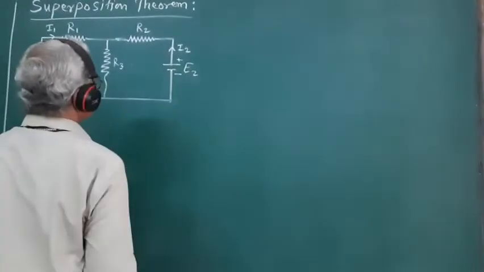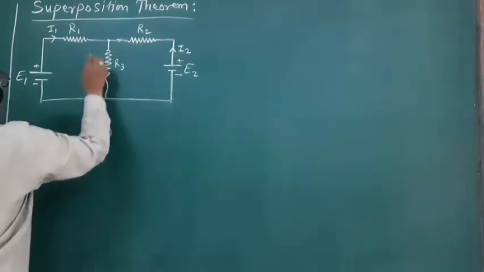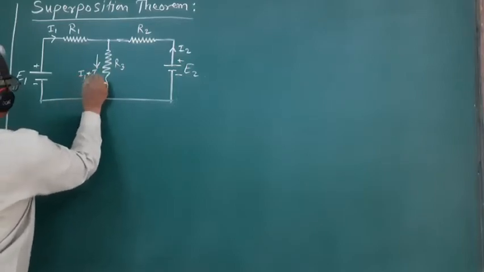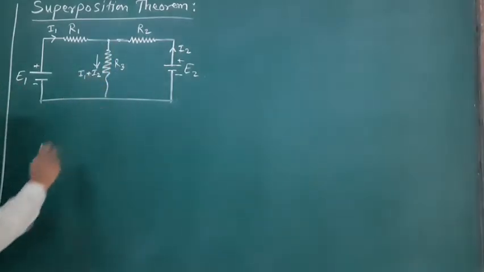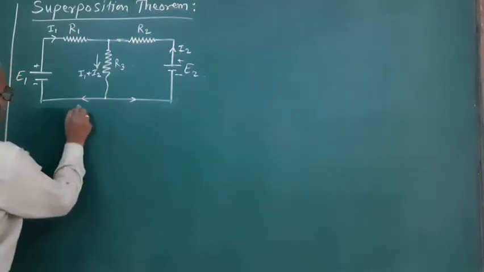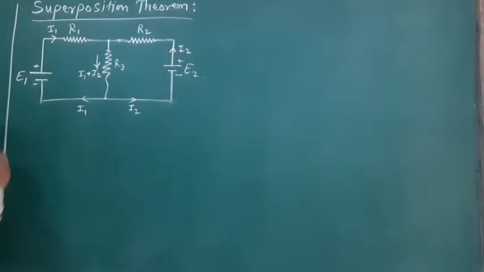So this source E1 will send the current I1 through the resistor R1. The source E2 will send the current I2 into the circuit through the resistance R2, and both these currents will approach the junction, and all that current, that is I1 plus I2, will flow through the resistance R3. At the junction, again the currents will get divided. The part I1 will flow through this branch, and the part I2 will flow through this branch.